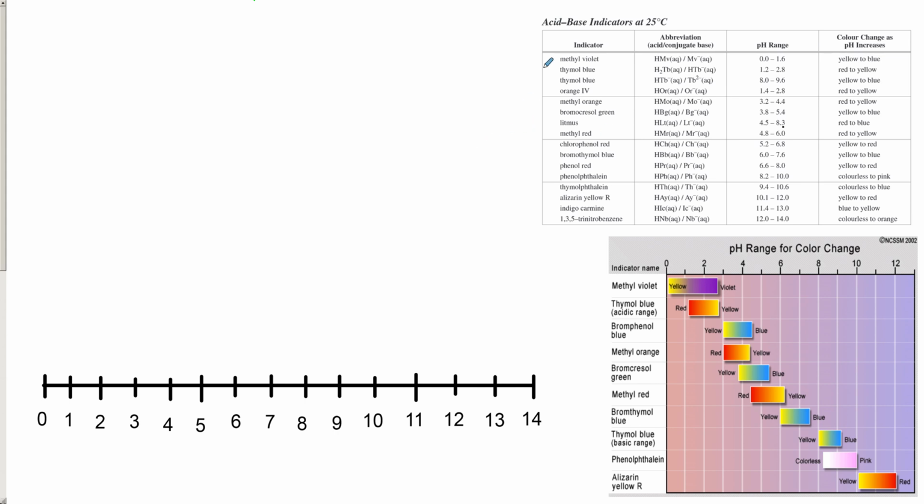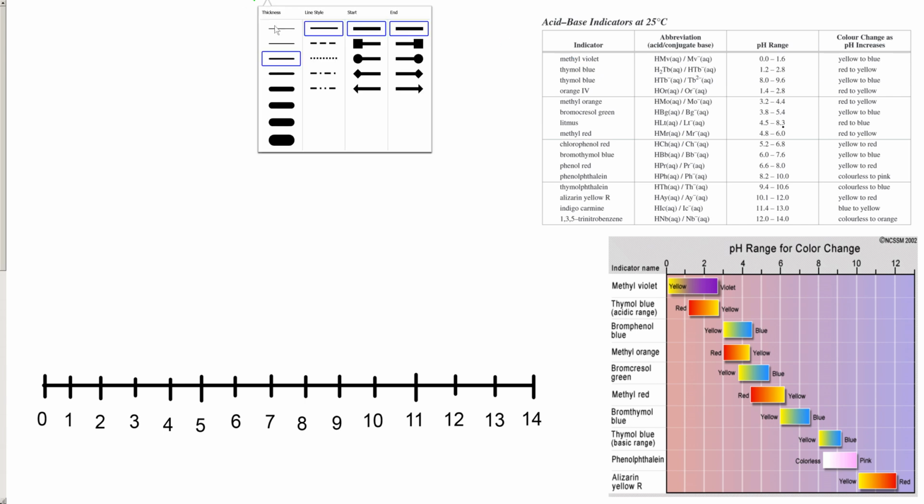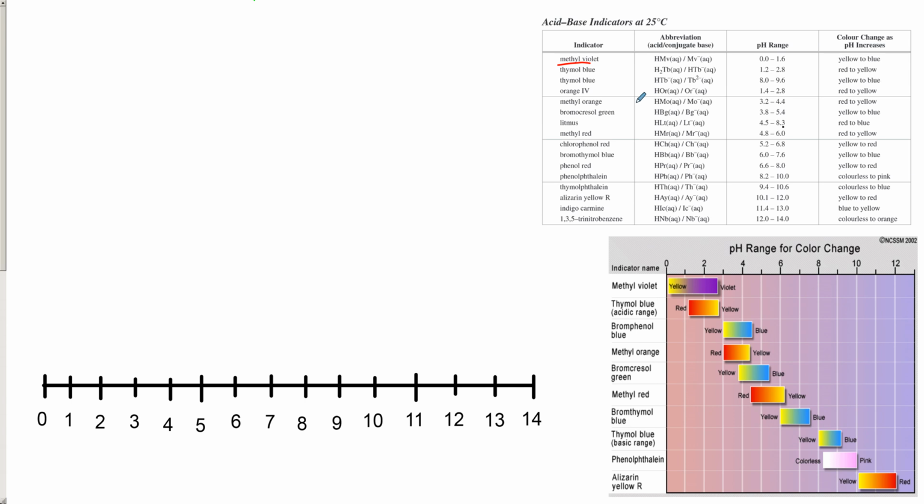So let's say, for example, we are looking at methyl violet. At a pH of 0, methyl violet has a color of yellow, and at a pH of 1.6, methyl violet has a color of blue. Now I know it says methyl violet is violet over here. It's a purplish blue color. So whenever the pH is above 1.6 on our chart, we would say that the color of methyl violet is blue.